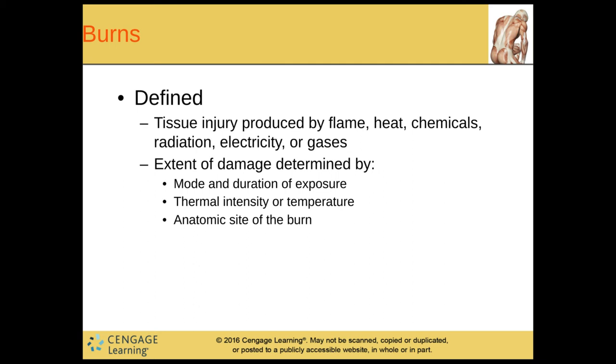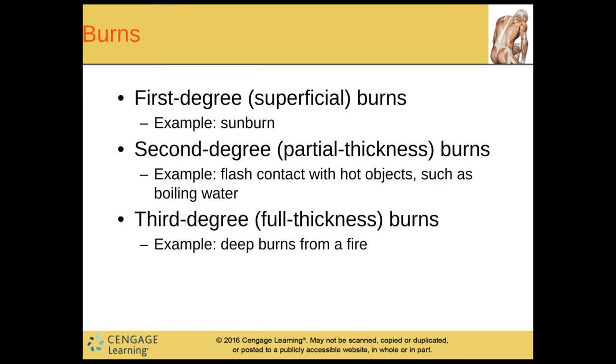But sometimes somebody might be exposed to a flame for a longer period of time. It also is dependent on the thermal intensity or the temperature. And then the anatomic site of the burn also. So a first degree is a superficial burn. So this is something like a sunburn, or if somebody touches something, that could be considered a first degree burn, or it could actually go into a second degree burn, which is like a partial thickness burn.